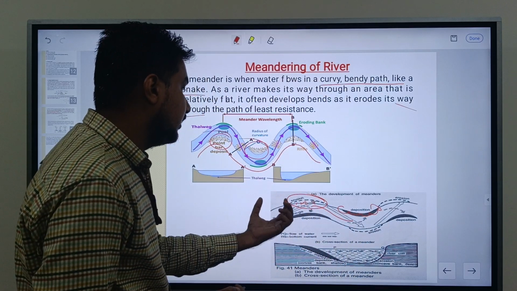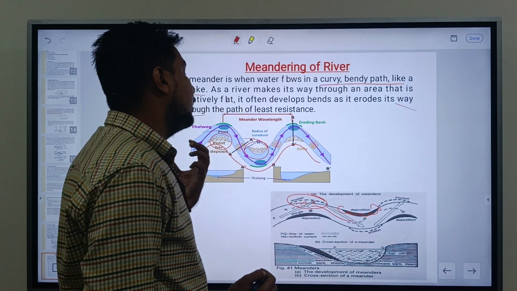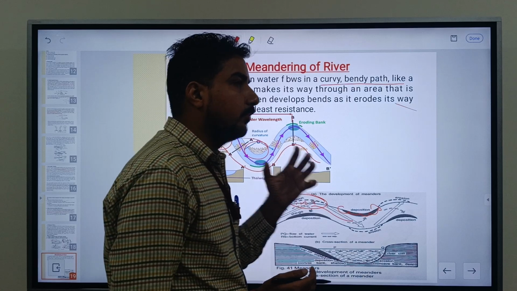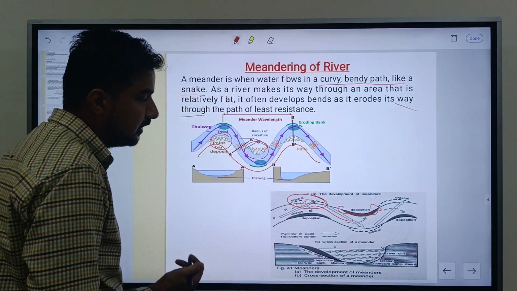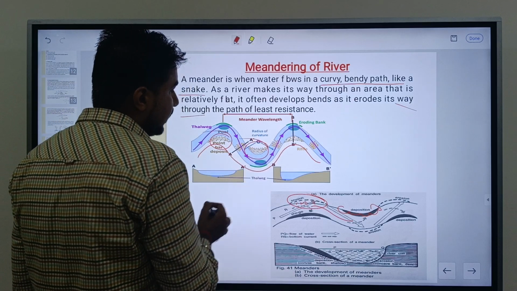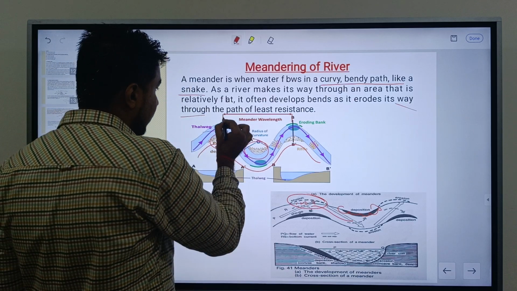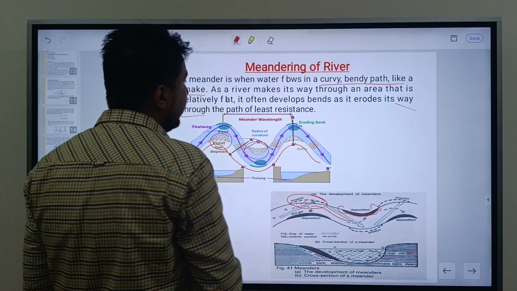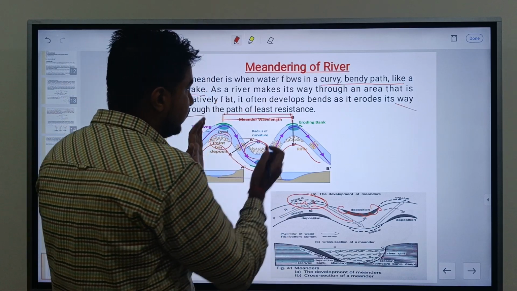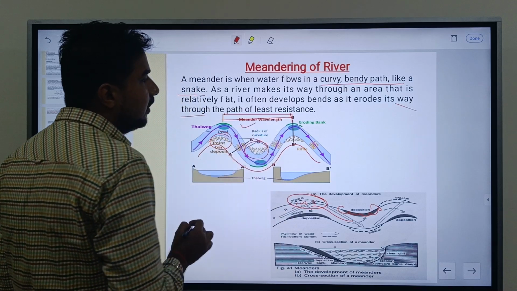So we can say that in this particular meandering of the river, erosion means silting and scouring, both functions take place simultaneously. So we can say that on this side, the condition of the river has been taking place, and this is totally known as the meandering wavelength. Means the river changes its path from this point to this point. So this is also known as the meander wavelength.